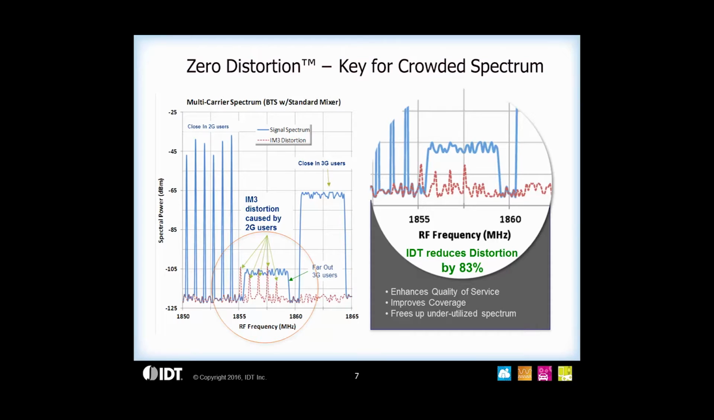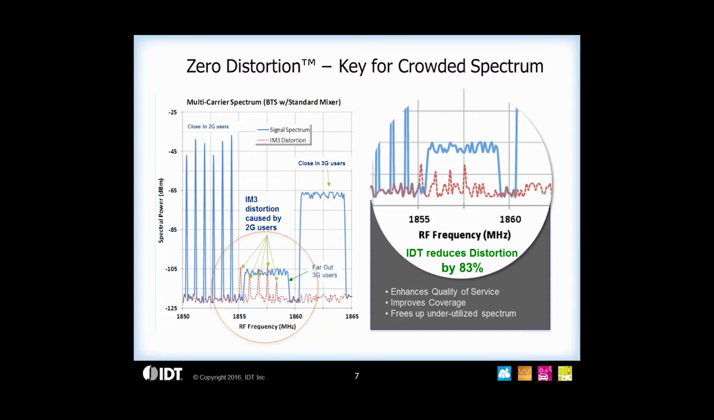Again, great question, Chris. In terms of today's technology, one of the key things that customers have is the spectrum and how they can utilize the spectrum effectively. So with IDT's zero distortion technology, we are able to reduce the intermodulation distortion products, which enable our customers to free up the spectrum and have improved coverage with enhanced quality of service.